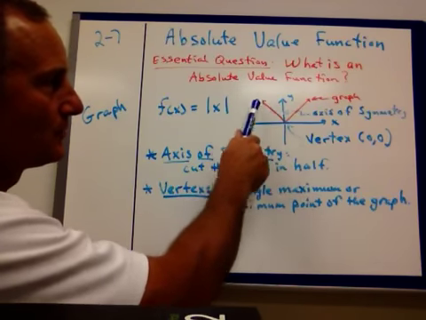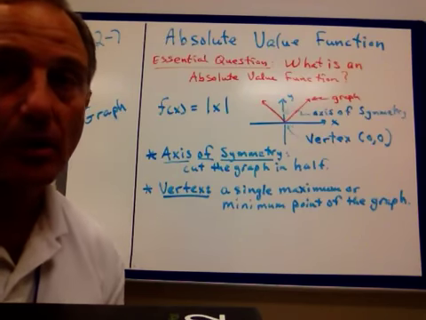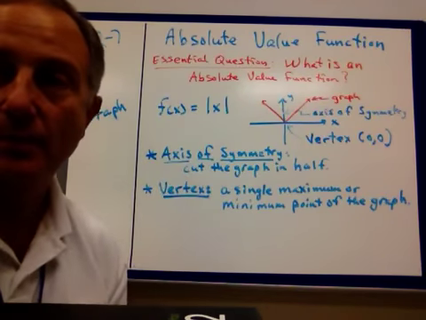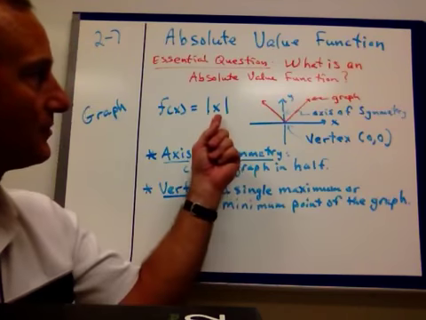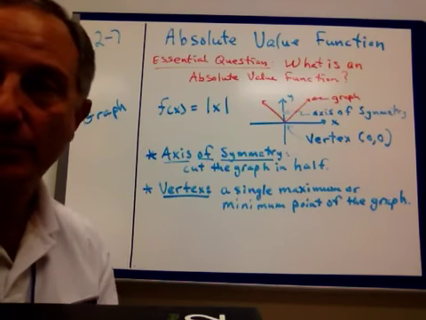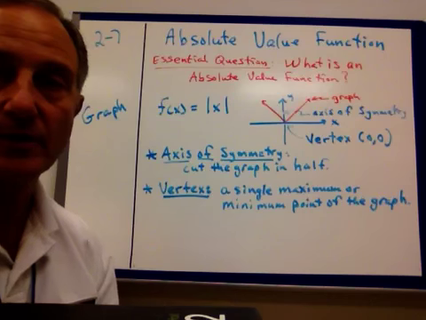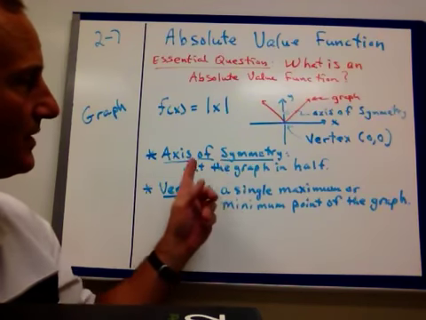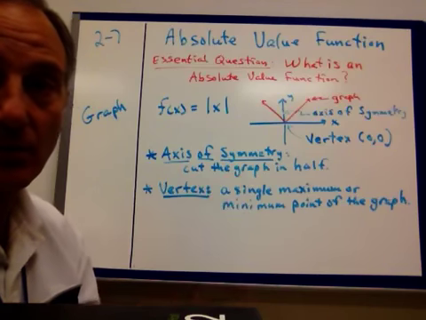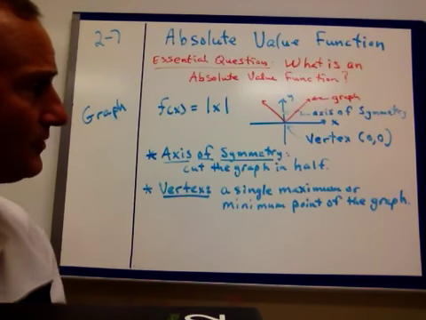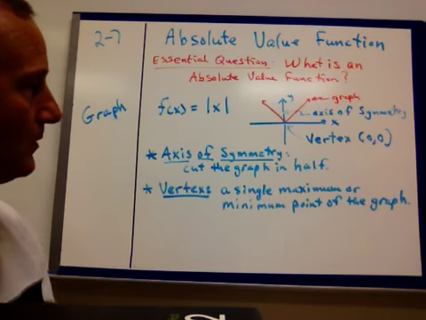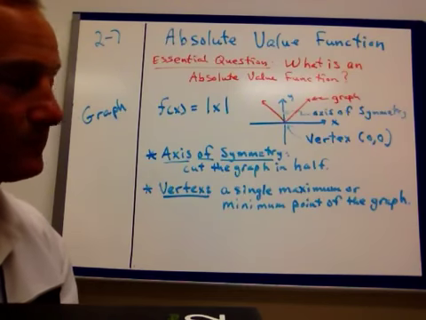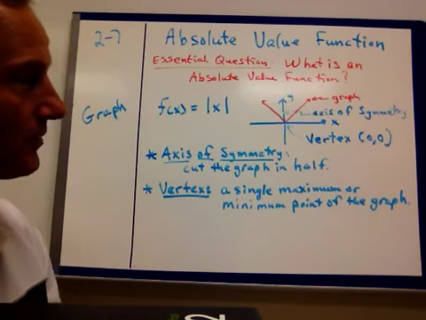So you can see why it juts back up, because y always has to be positive here. Remember, f of x is y. It always has to be positive because you're taking the absolute value of this right here. So whether x is positive or negative, the absolute value of it is always going to be positive. Okay? So make sure you get that axis of symmetry. You're going to see that again with the quadratic as well as the vertex. So the axis of symmetry cuts the graph in half. The vertex is a single maximum or minimum point of the graph.